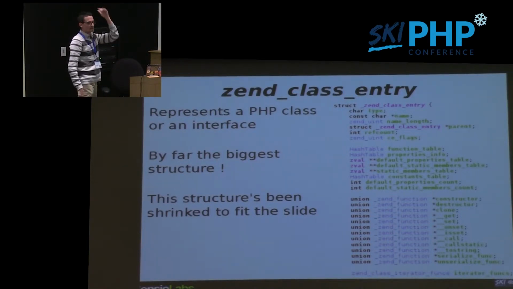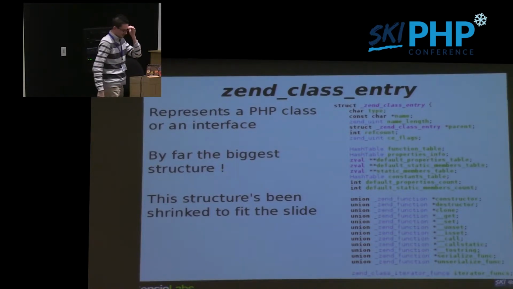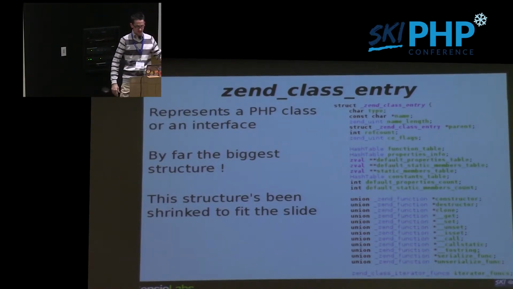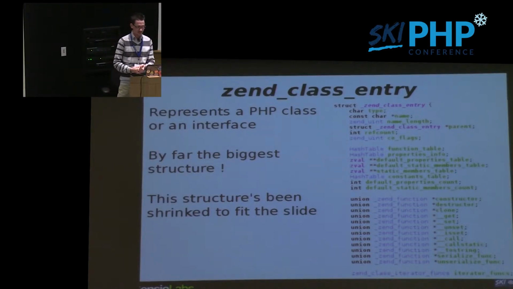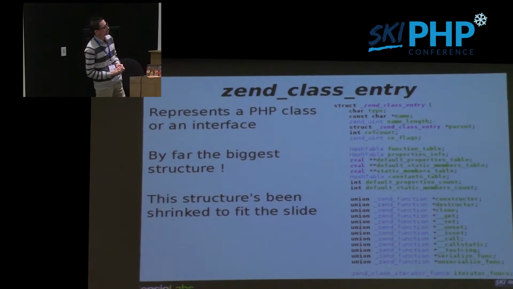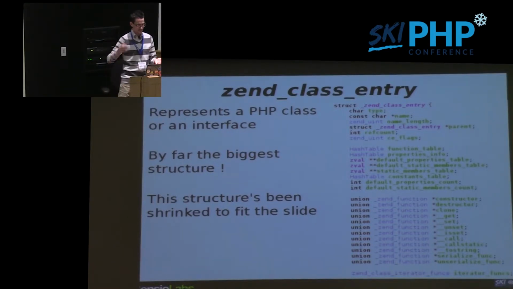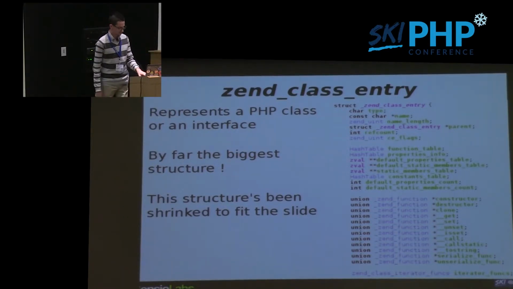You have lots and lots of other things, so you have many things in it. And you can see that you have a function table, properties information, default properties table, default static members table, constants table, default property count, etc., etc. Lots of function pointers that you can redefine, iterators and other things down there. I cannot show you because it's too big and it's not really interesting to see. You have it in the source code anyway.